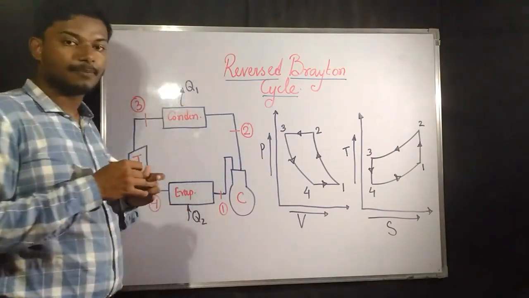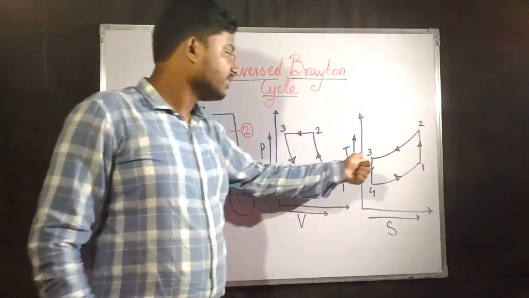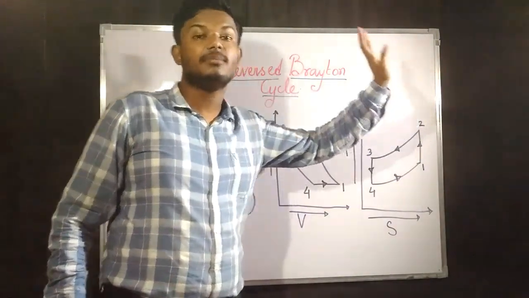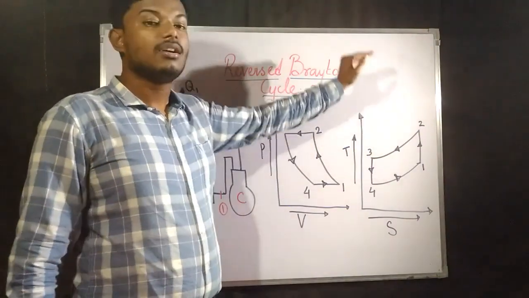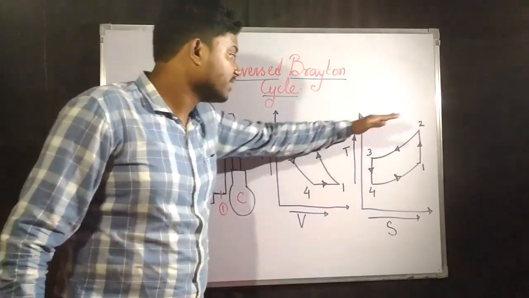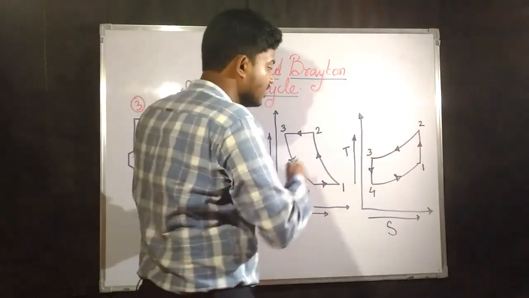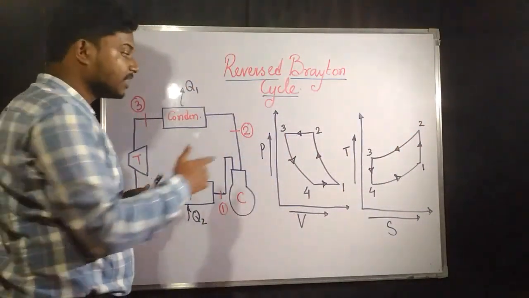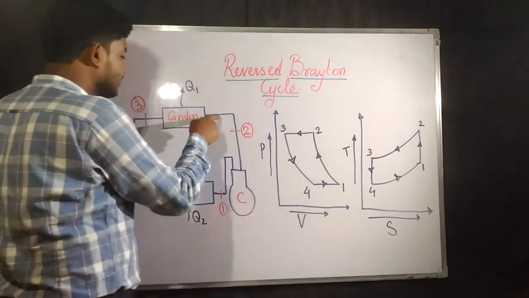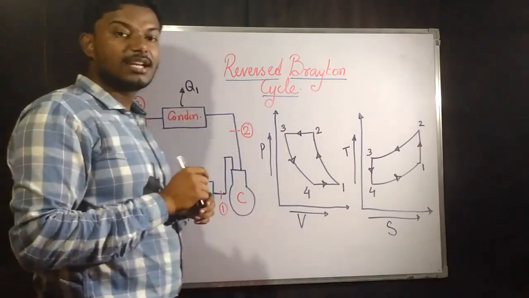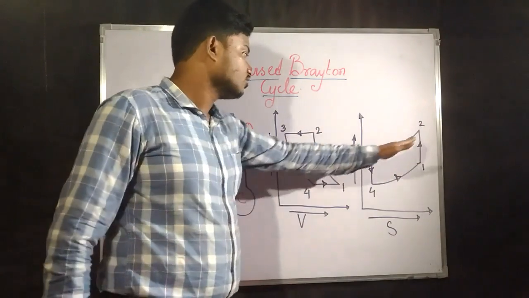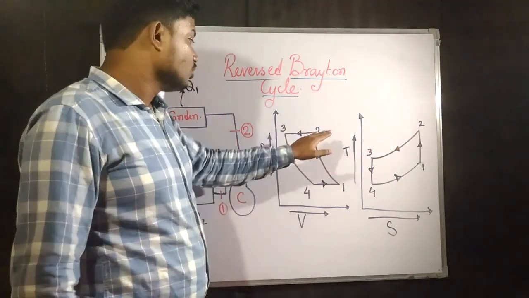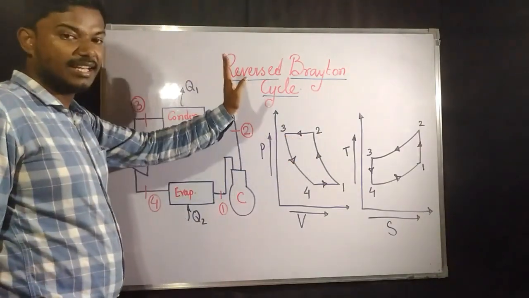Then 2 to 3 is what? This is heat rejection. It is coming down. If the arrow was in the other direction, it would have been heat addition because temperature would have increased. Now from 2 to 3 the temperature is decreasing, so this is going to be heat rejection. It rejects heat at constant pressure. This is the constant pressure line in the TS diagram, and this is the constant pressure line in the PV diagram.